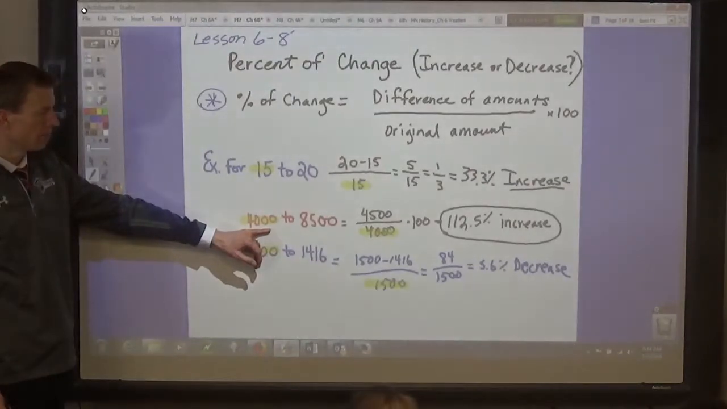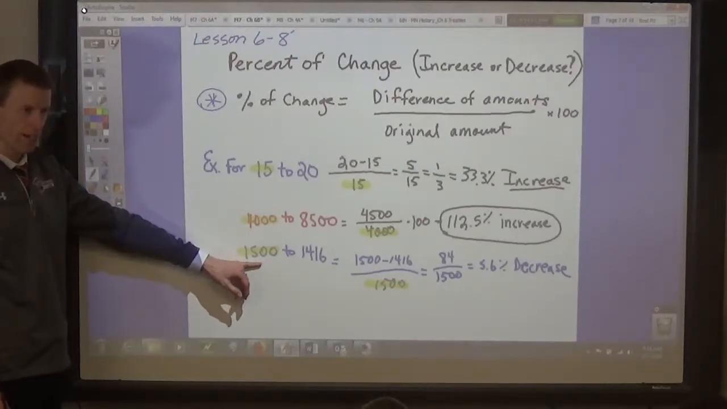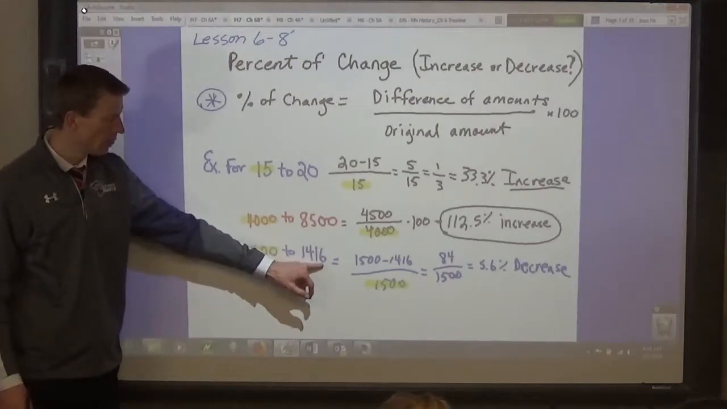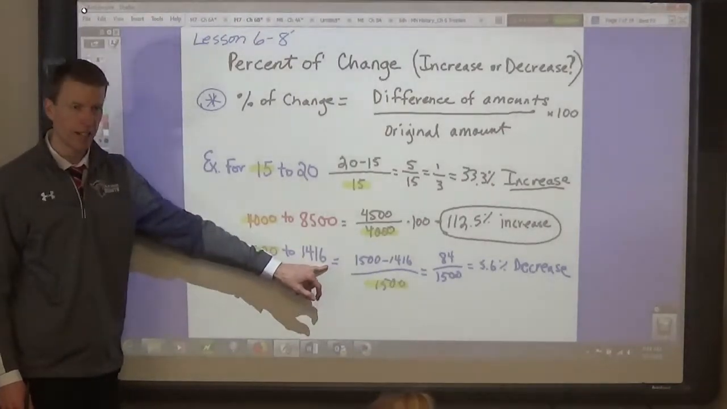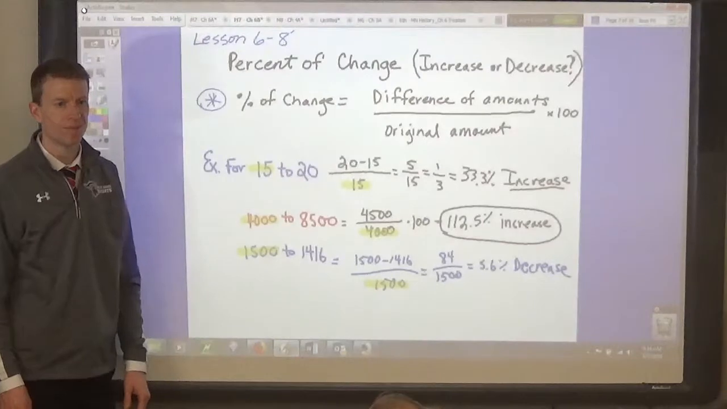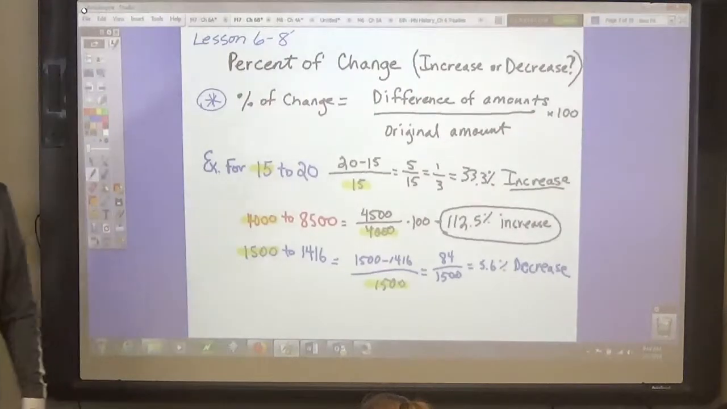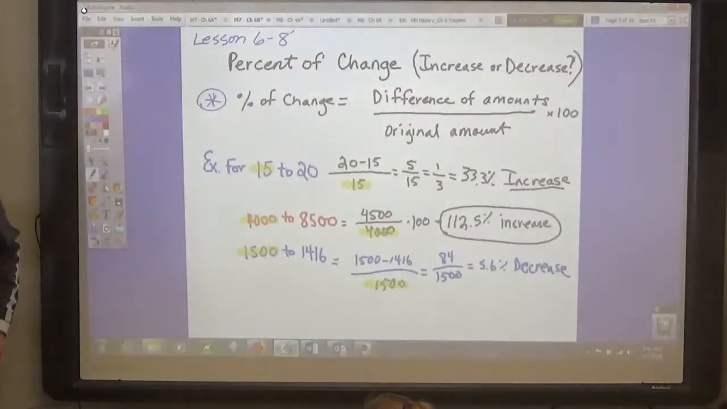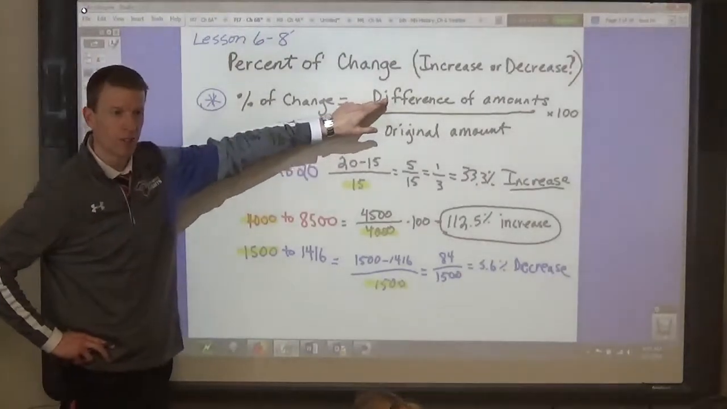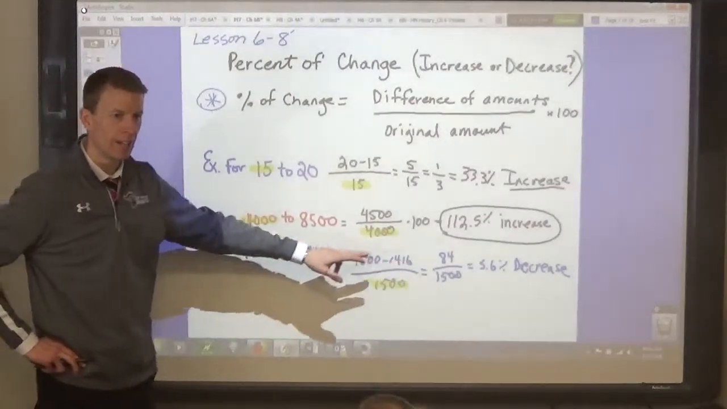Okay? If it's a decrease, so for example, number 3, if the number changed from 1,500 to 1,416, Caden, what would you do? What would you do to find the percent decrease or increase? First, you'd have to find the, okay, so what operation would you use? Good, subtract the two amounts, find the difference.